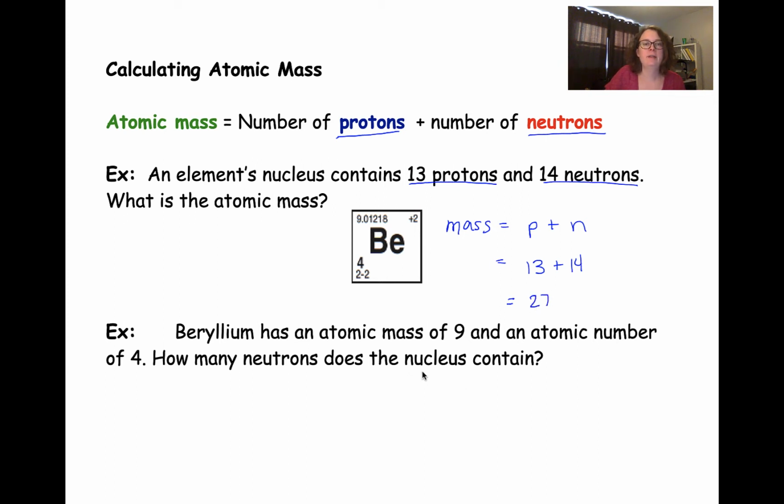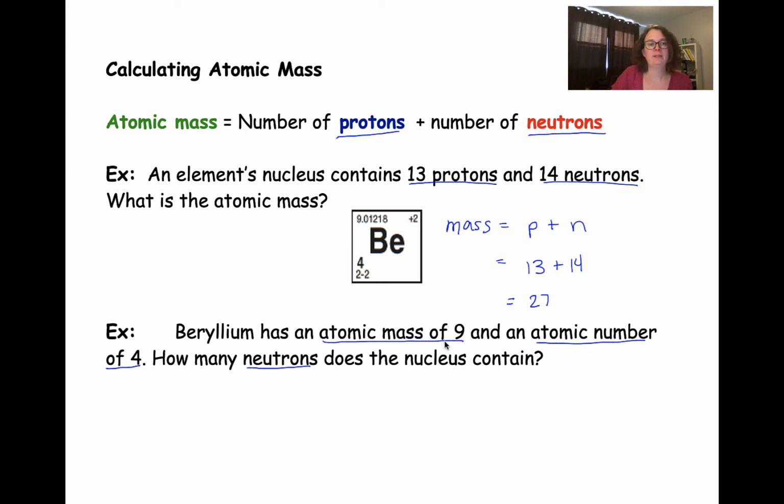Beryllium, for another example, has an atomic mass of 9, so that's the total mass, and an atomic number of 4. And this question wants to know how many neutrons does the nucleus contain? So this isn't quite as straightforward as the first example. We have to do a little bit of thinking about what's going on here. So our total mass is 9. So that's our protons plus our neutrons is 9.